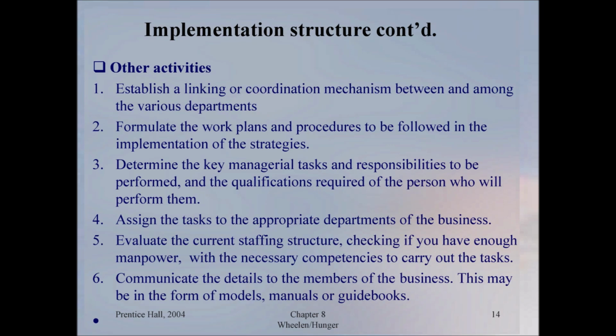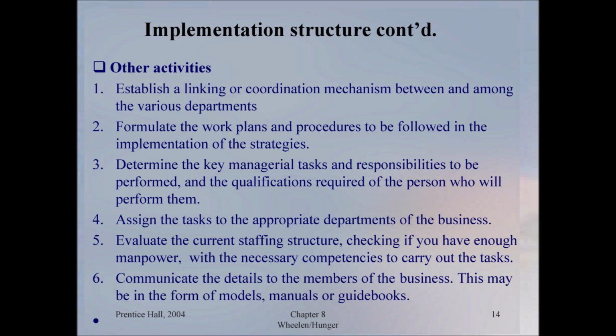One, you have to make sure that you establish a link or coordination mechanism between and among the various departments. There should be a reporting line, for example between marketing and accounting. At the same time, a structure should be built within the marketing department so that people will know who they have to report to. Okay, line of authority, span of control. You have an idea of this. And then you also have to formulate the work plan and procedures to be followed in the implementation of the strategy. How are we going to do it?